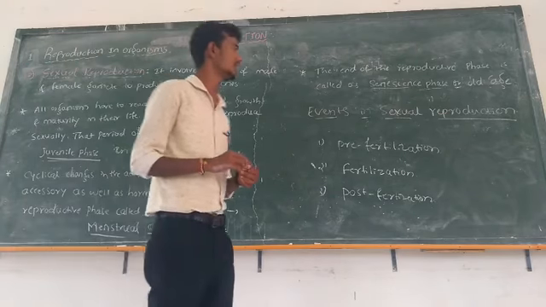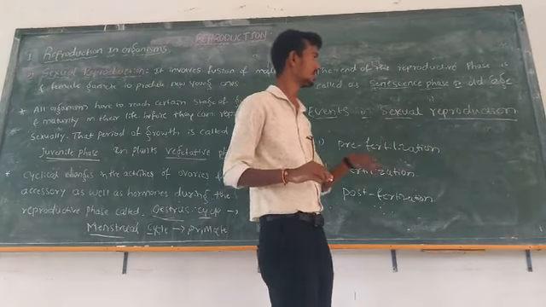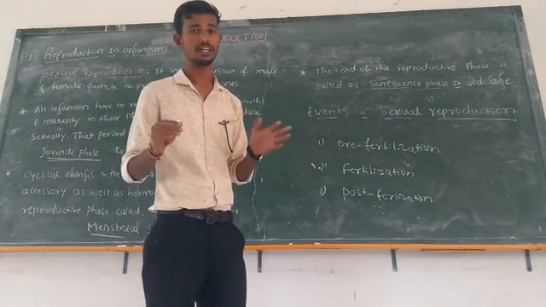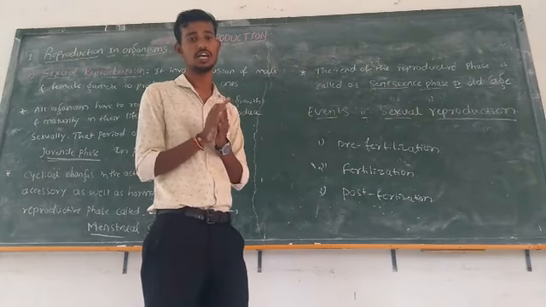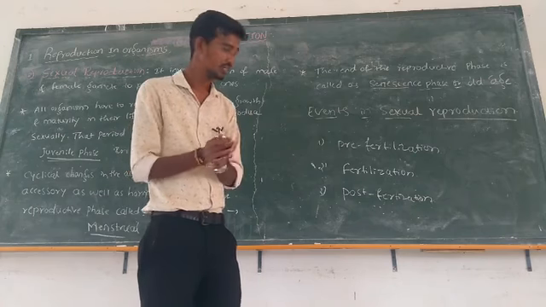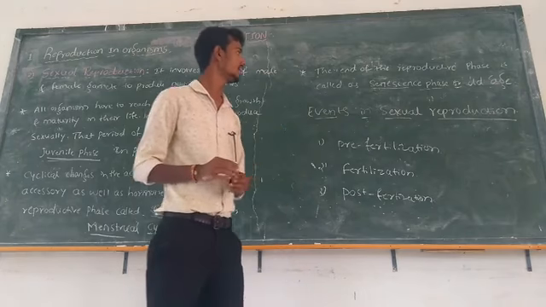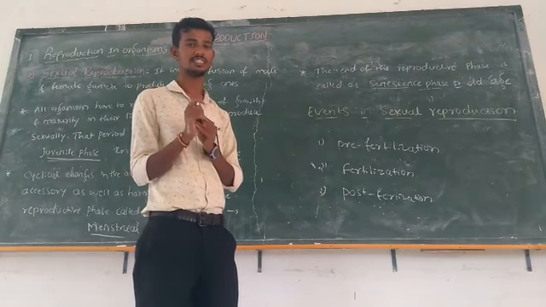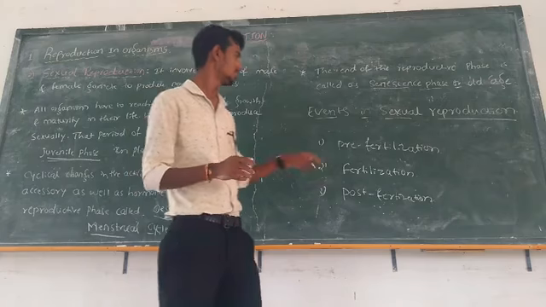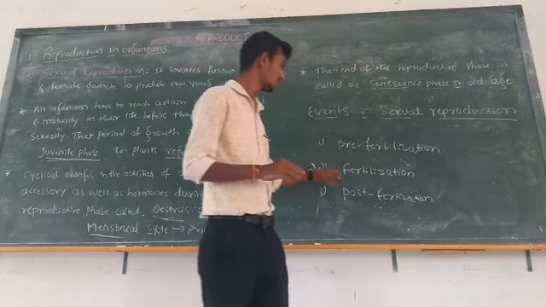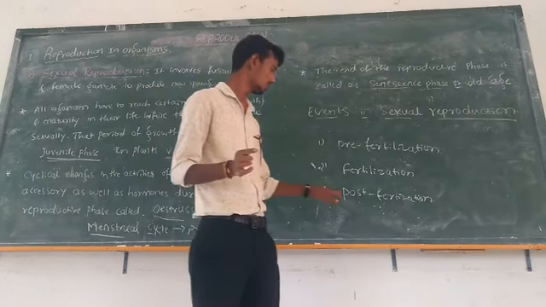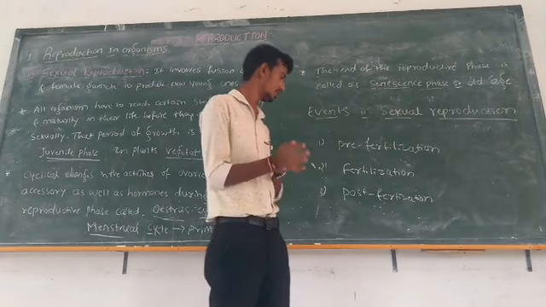The next main topic is events in sexual reproduction. What are the important events in sexual reproduction that involve producing the new young ones? Three important events are there in sexual reproduction. Number one is pre-fertilization, second is fertilization, and third is post-fertilization.